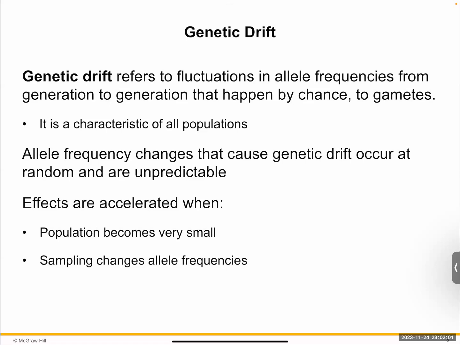This fluctuation in the allele frequency can speed up when you have a population whose size has significantly decreased in a short period of time, so you're very limited in terms of alleles and the frequency those alleles have. And then the sampling also changes allele frequency. If you have a small population or a small sample size being removed from that population, that can affect which alleles are passed forward, and therefore allele frequency over time.